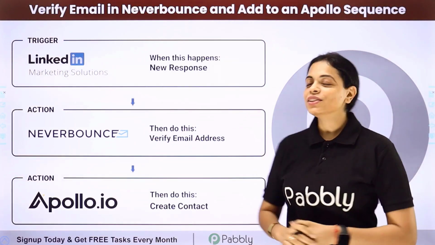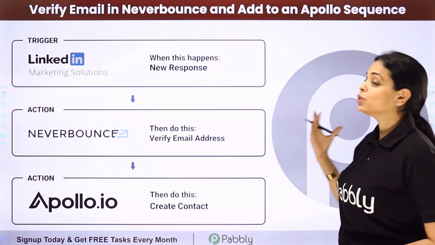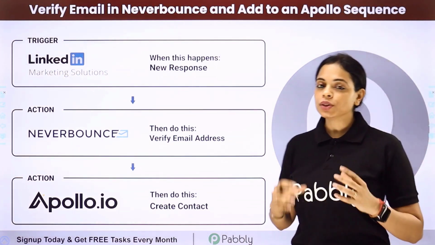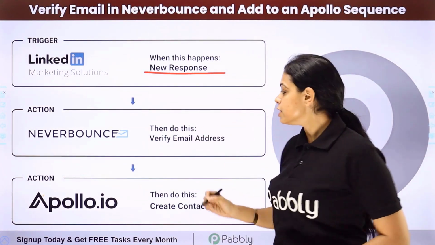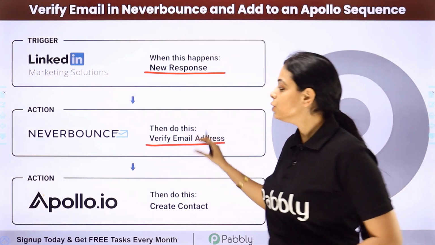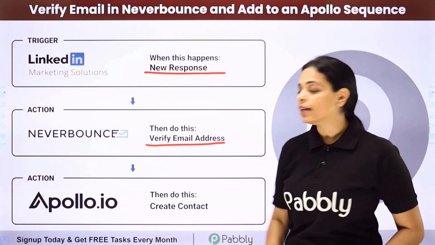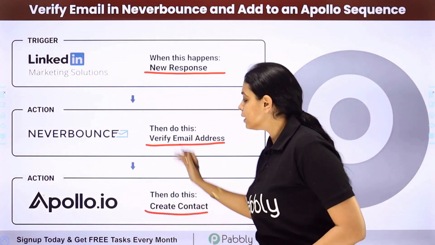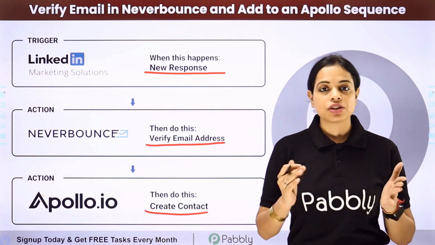In this video, we are going to understand how to verify email in Neverbounce and add to an Apollo sequence. So let's say that you have got certain leads through LinkedIn lead ad generation forms, and now your objective is to first verify whether those email addresses are valid. We are going to do the same with the help of Neverbounce, and if the email addresses are valid, then we are going to create a contact in Apollo.io, which is a lead intelligence and sales generation platform.